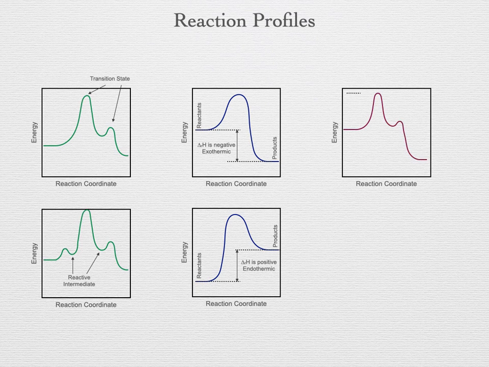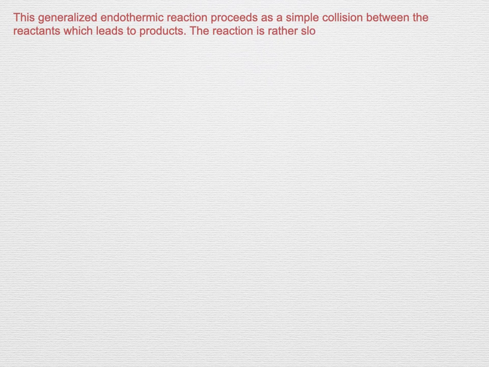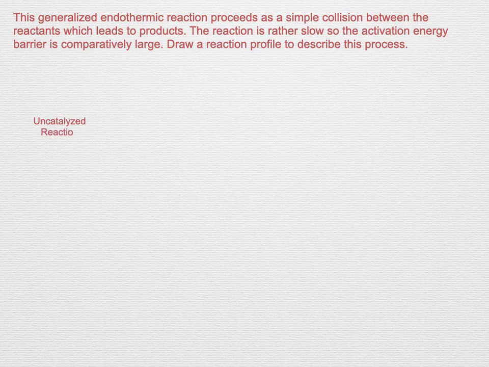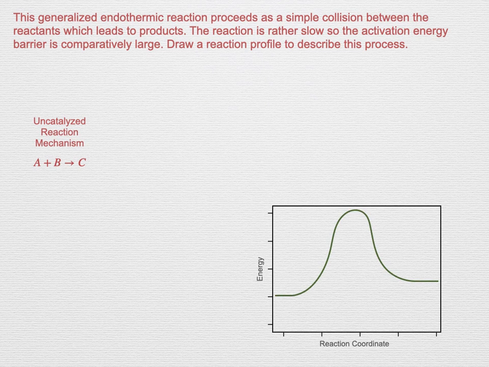The energy difference between the reactants and the highest transition state is the activation energy for the forward reaction. The energy difference between the products and the highest transition state is the activation energy for the reverse reaction. Now, one additional feature needs to be included in these reaction profiles, and that is how we treat the introduction of catalysts. We want to imagine a generalized endothermic reaction with a large activation energy barrier so that the reaction is comparatively slow. The mechanism is the simple one-step process of A and B colliding to form C. Such a reaction profile might look something like this: a large barrier for an endothermic reaction.